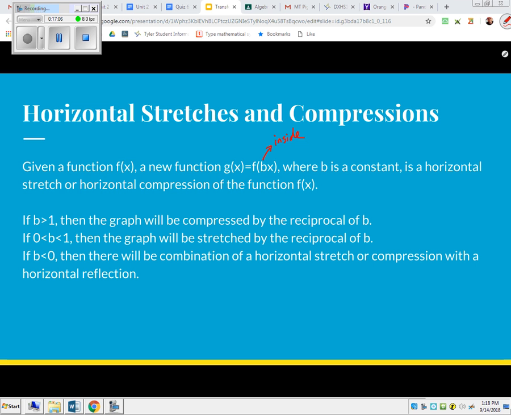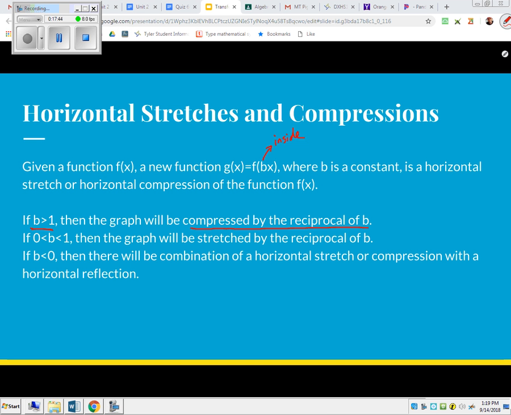Now, yesterday, everything was backwards, right? So if I had +3, I moved it to the left, and if I had -3, I had to move it to the right. Everything's going to stay backwards on this as well. For instance, if this b right here is greater than 1, suppose it was 2, we stretched it by a factor of 2, correct? Well, if it's on the inside, it's opposite. It's actually going to compress it by 1/2. It's going to be half as wide. So I call it compressed by the reciprocal of b.